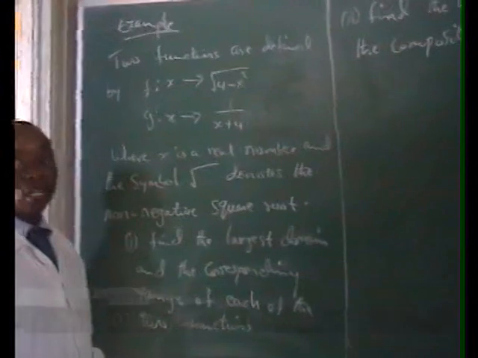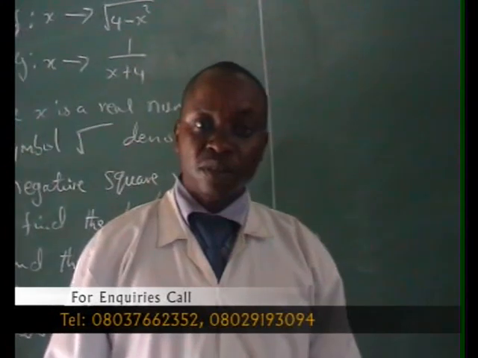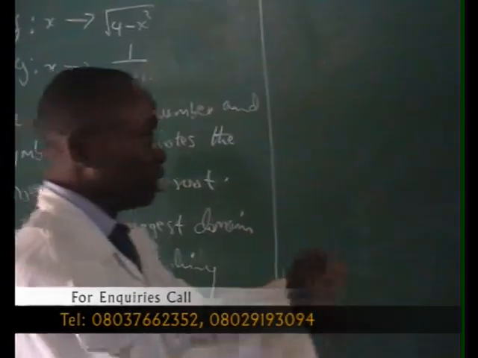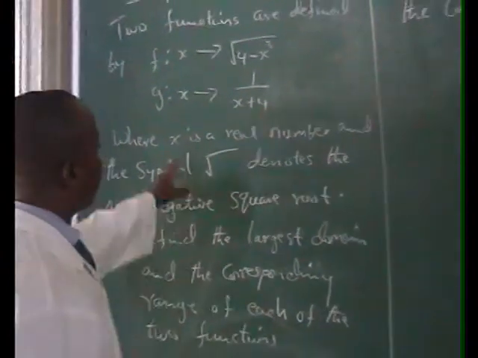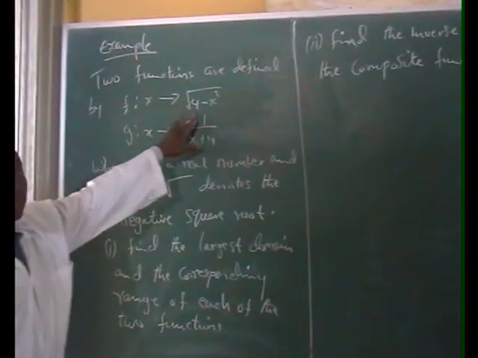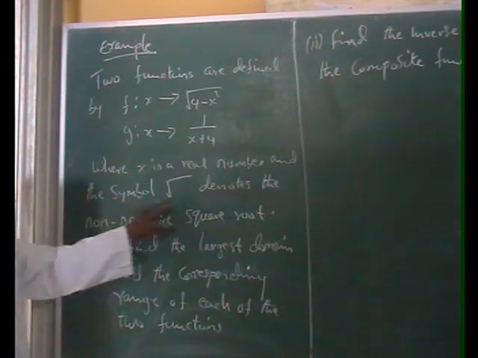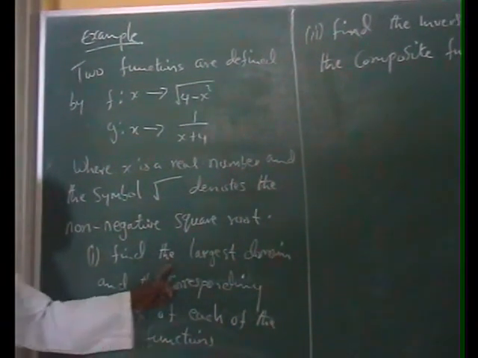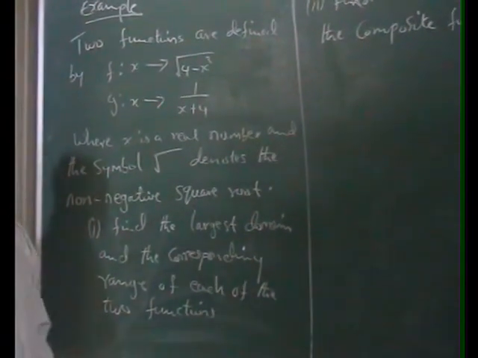Let's look at an example where we will look for the domain of a function. We also look for the range of a function without drawing the two diagrams, the arrow diagram, that is the two sets that we normally draw. For instance, two functions are defined by this. Look at the first function, where x is a real number and this symbol denotes the non-negative square root. We are going to find the largest domain and the corresponding range of each of the functions.